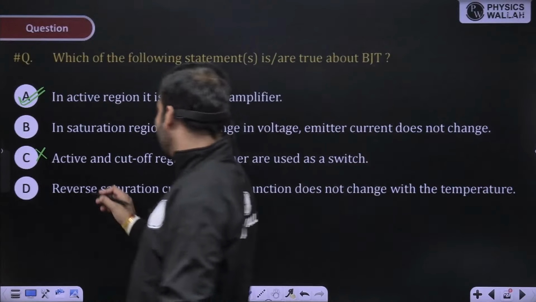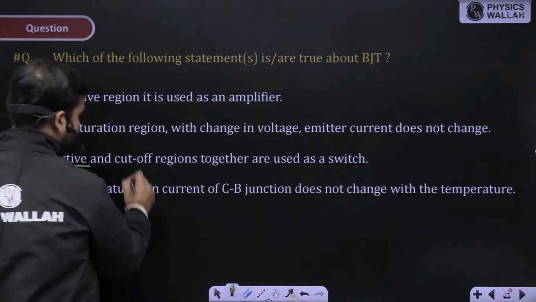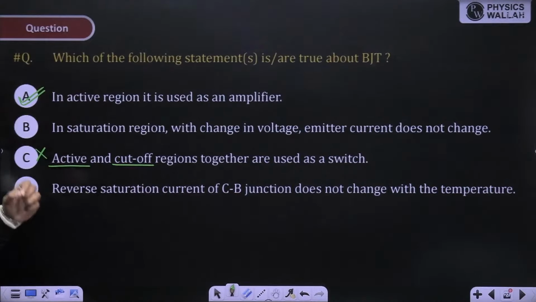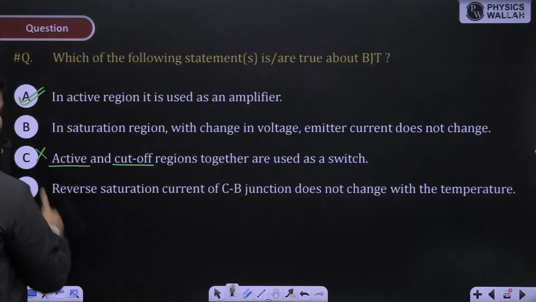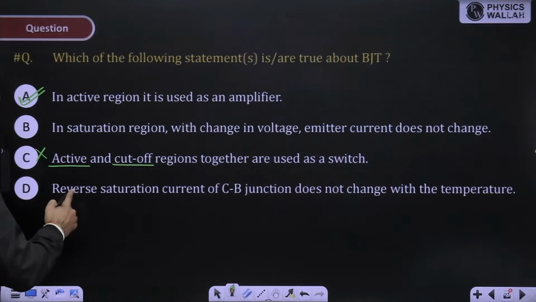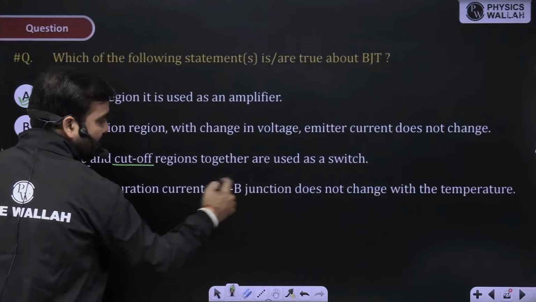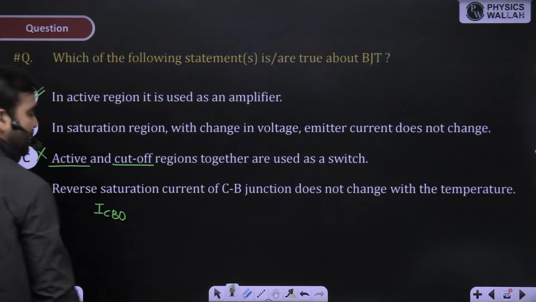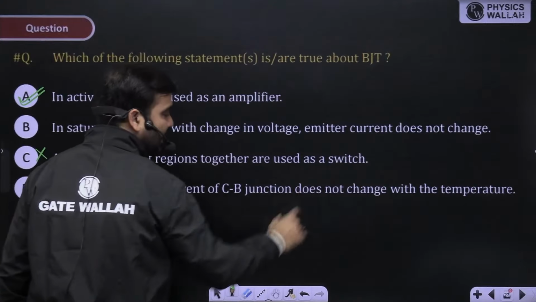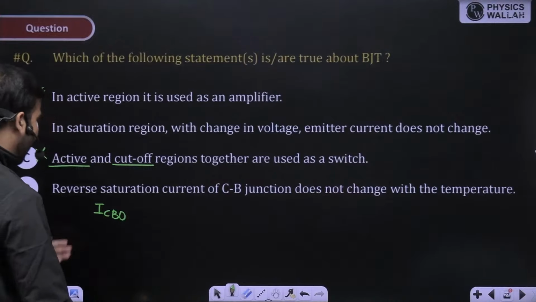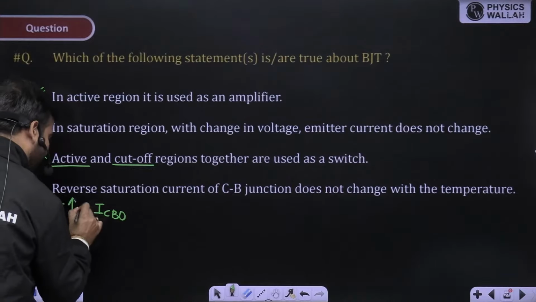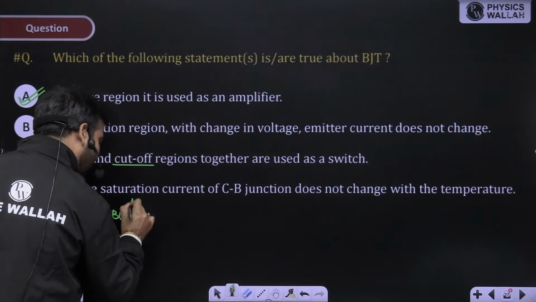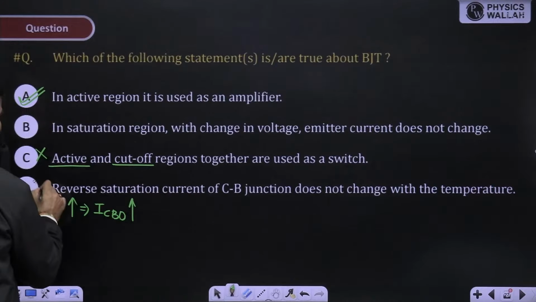So here it is written active, and this is cutoff. So no, saturation and cutoff are used as a switch. So this is wrong. Let's go to D. Reverse saturation current of collector base junction is ICB0. Does not change with the temperature. You know very well, when temperature increases, reverse saturation current of collector base junction increases. So it is a wrong statement.